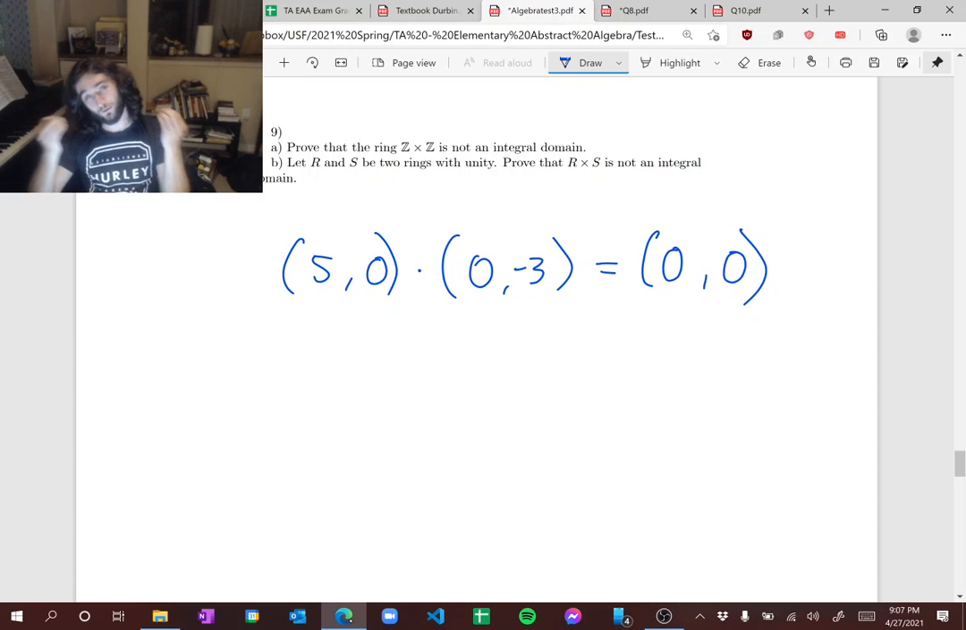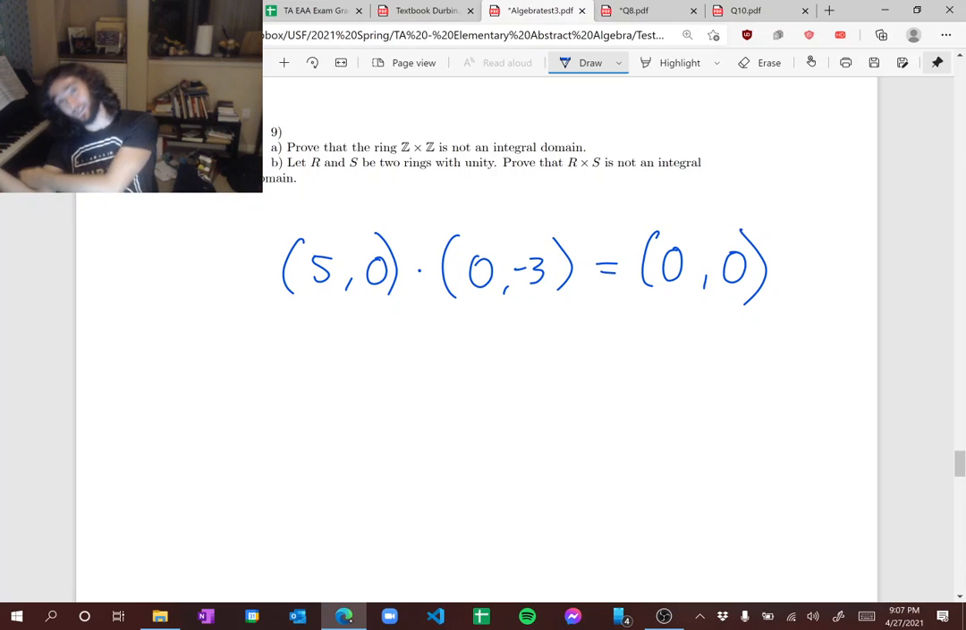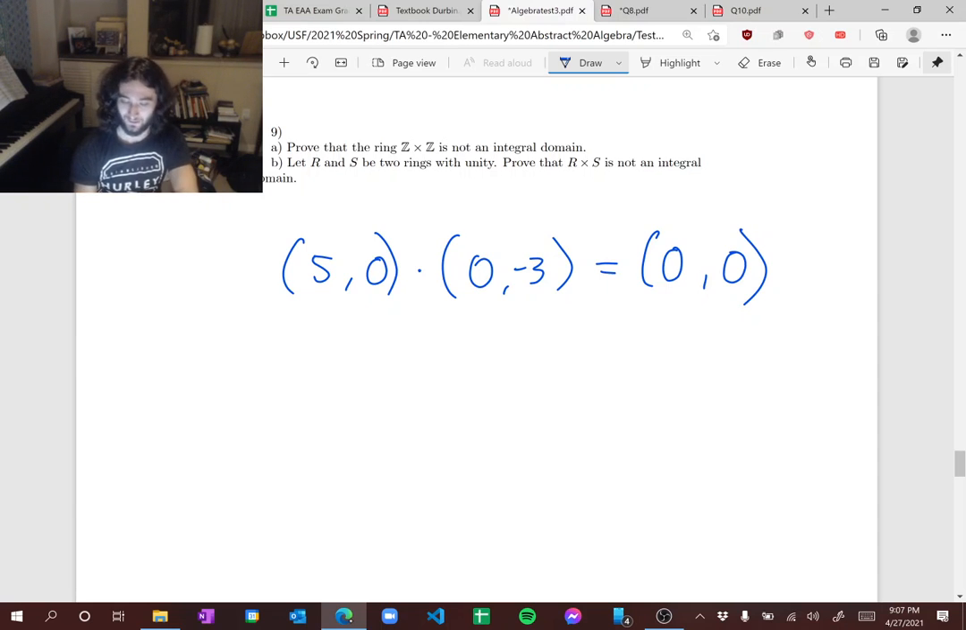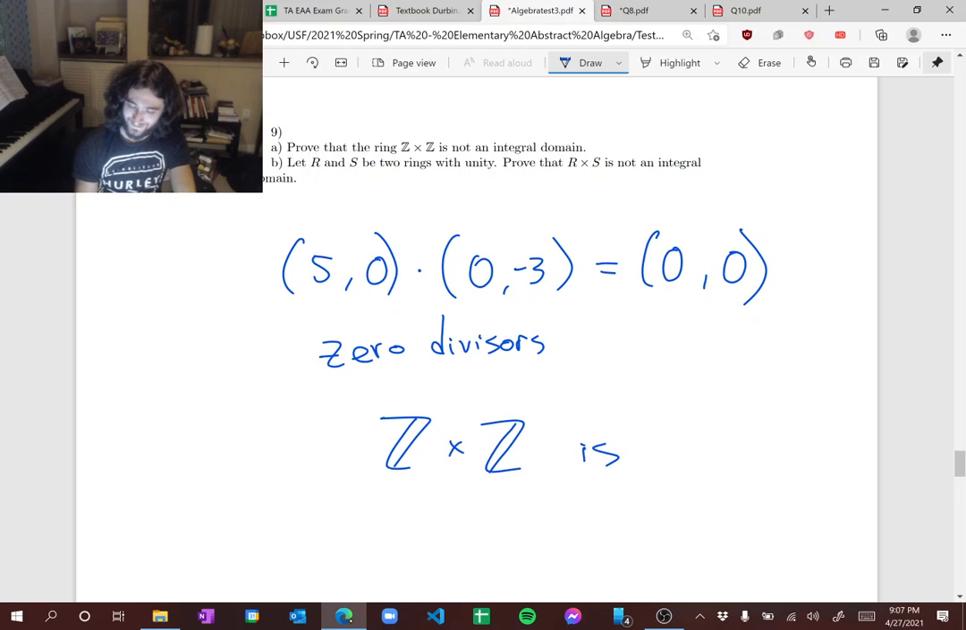So you've got two things out here which are not themselves the zero elements, as in the additive identity of the ring. But when you multiply them together, they do become the zero element or the additive identity of the ring. So these are zero divisors, which means Z cross Z is not an integral domain.